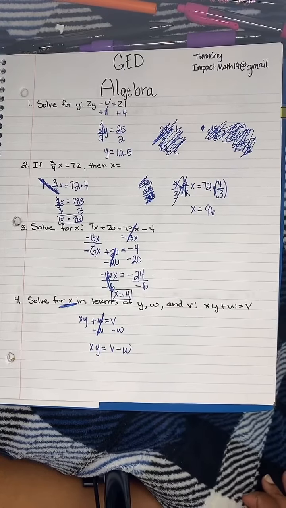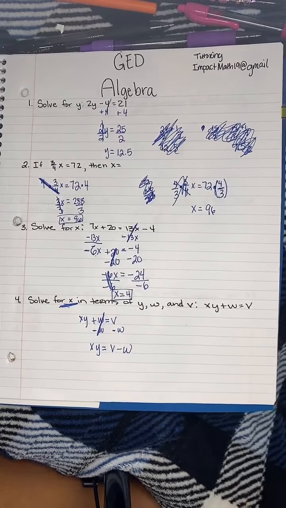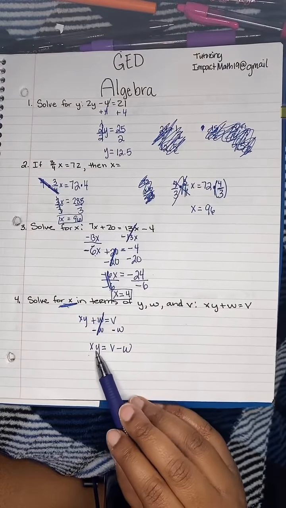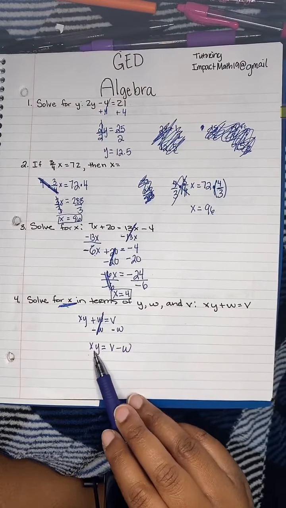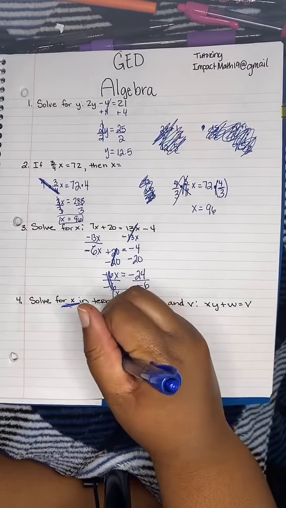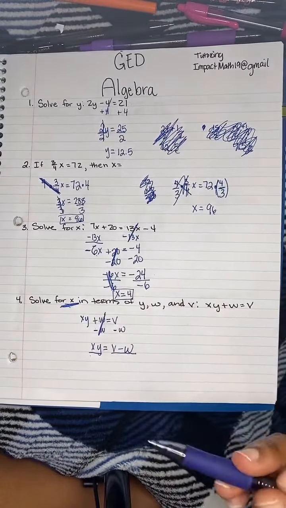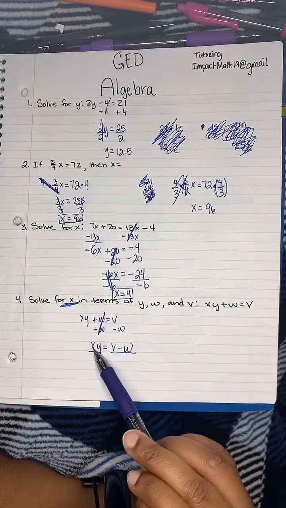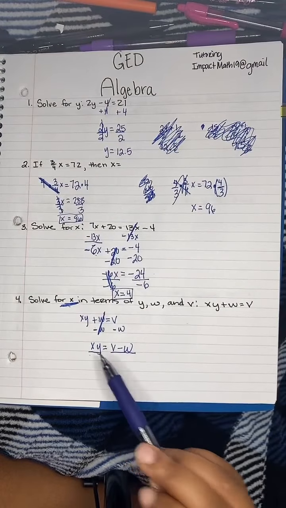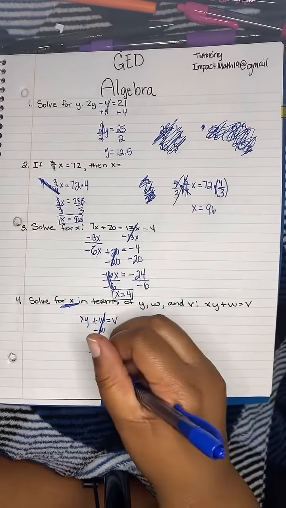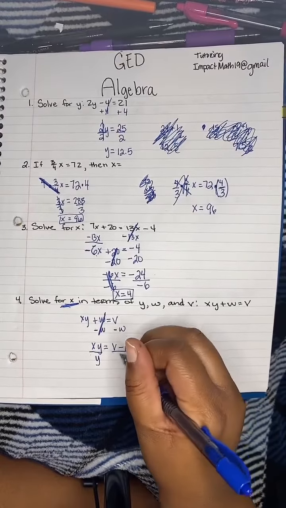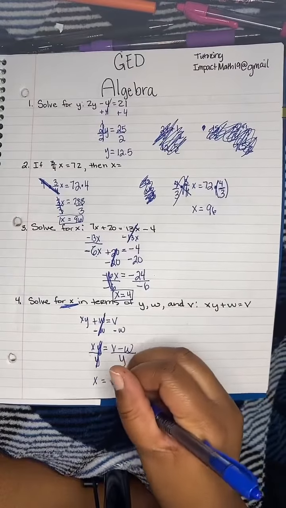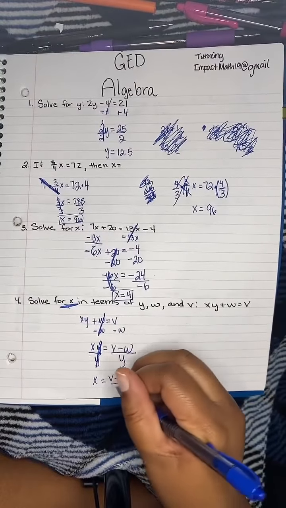Y'all are on it today. Perfect. Some people are saying divide. Yes, we're dividing because remember, this is multiplied together. What undoes multiplication? We divide both sides. Now, how do I know what I divide by? It's because I want x by itself. So whatever is with the x, that's what I have to get rid of. So that's why I'm putting y down here and y over here. These y's cancel and I get x equals v minus w over y.